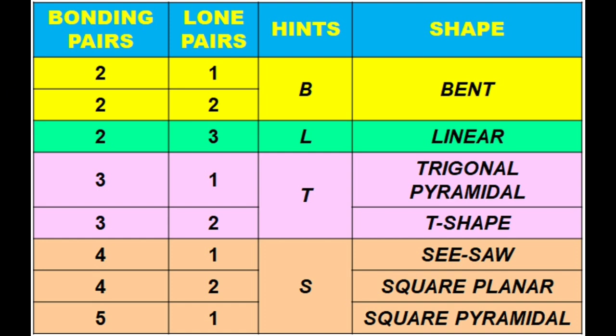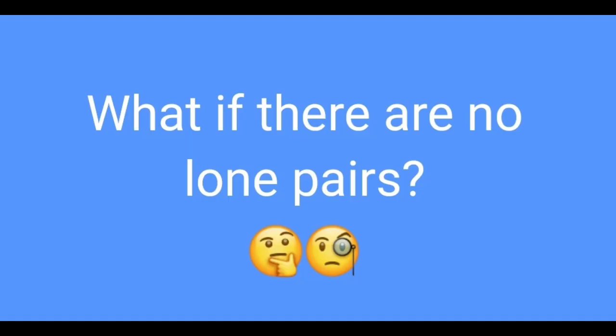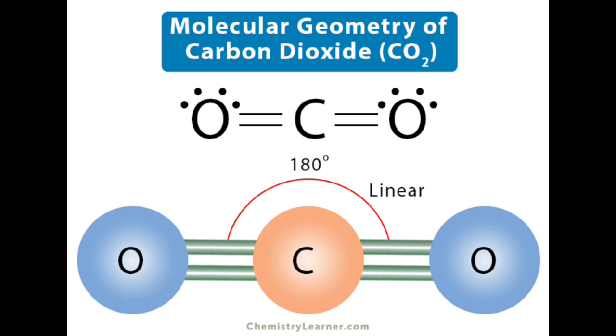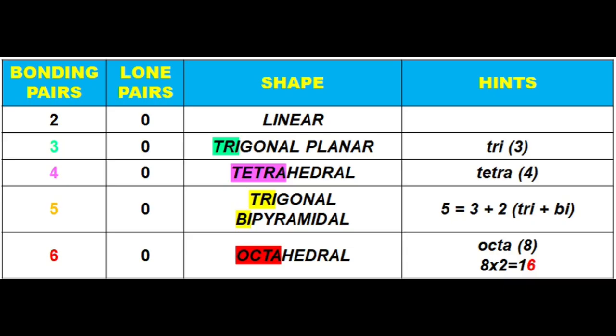But it happens that sometimes a molecule does not have any lone pair. So the number of lone pairs is 0. In this case, we will use another table. The number of lone pairs is always 0. If it has two bonding pairs, imagine the carbon dioxide molecule: C, the central atom, and two oxygens as lateral atoms. In this case, it will be just linear.